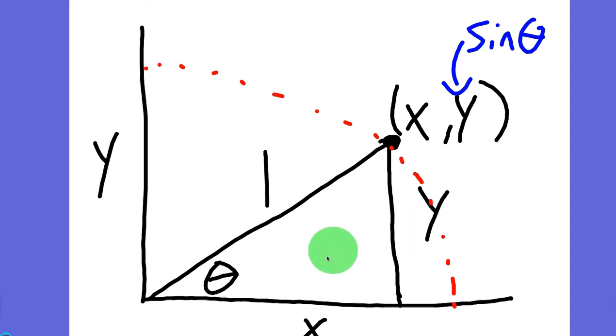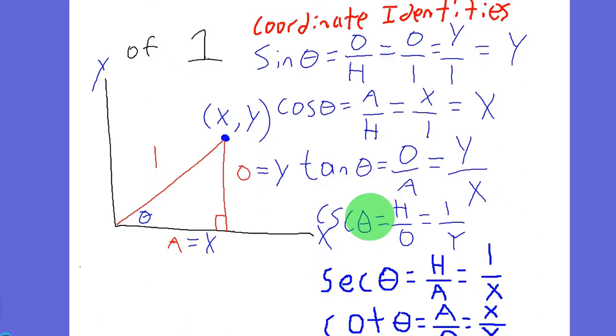I've got this on another page, and you can kind of see the math here. Sine of theta equals O over h, but opposite is y, and hypotenuse is 1. So sine of theta equals y. That's our first coordinate identity.